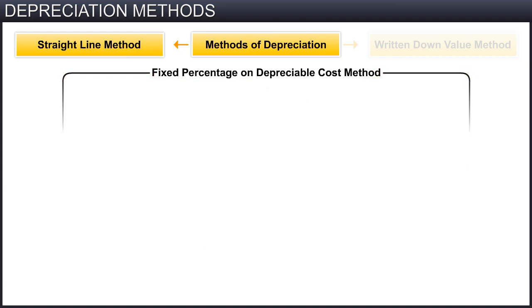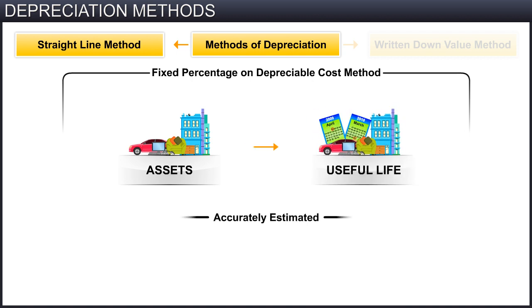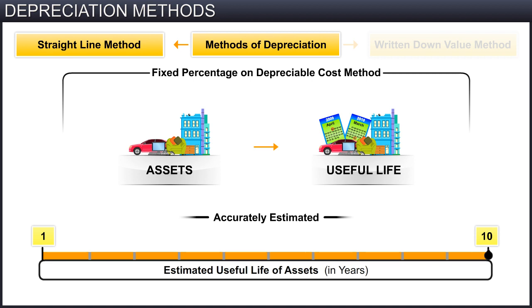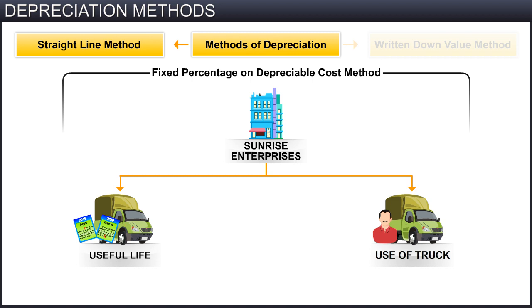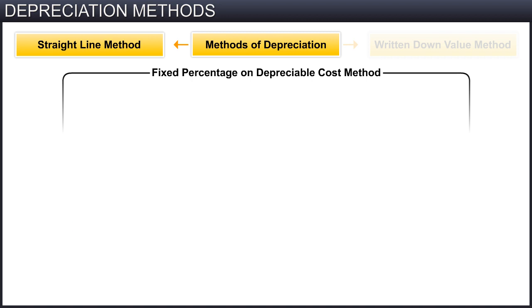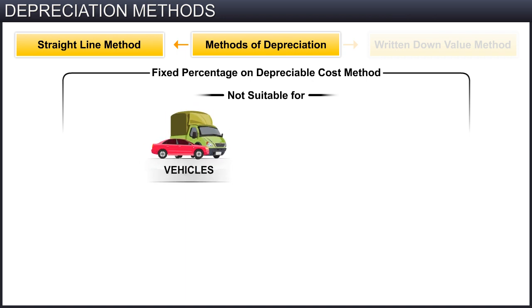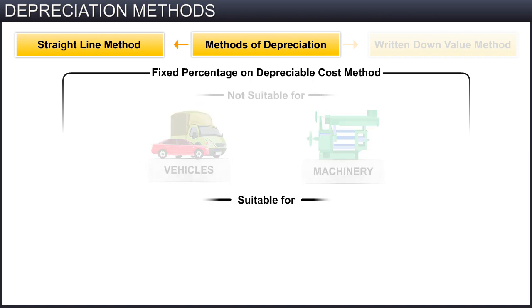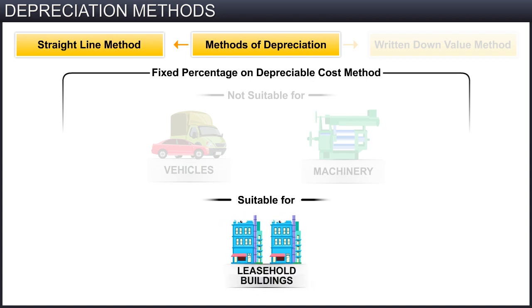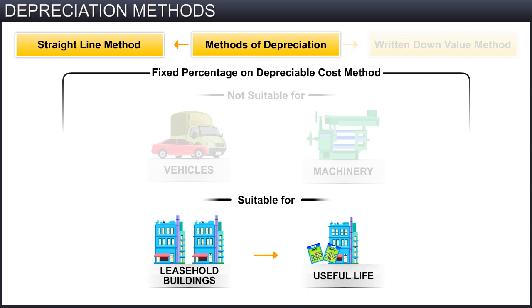This method of depreciation is usually suited and applied to those kinds of assets whose useful life can be accurately estimated, and wherein the use of the asset is consistent from year to year. In this case, though, we see that we can neither accurately estimate the useful life of the asset, the truck, nor the use of this asset. So, we can say that this method may not be suitable for vehicles or machinery. It is, however, suitable for assets such as leasehold buildings and so forth. In the case of leasehold assets, you will be aware of the useful life of the asset.